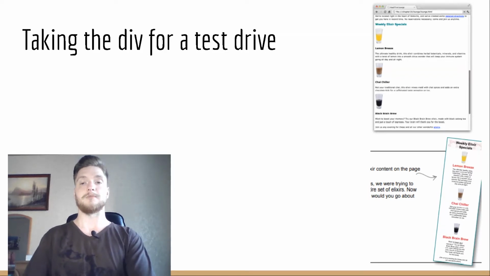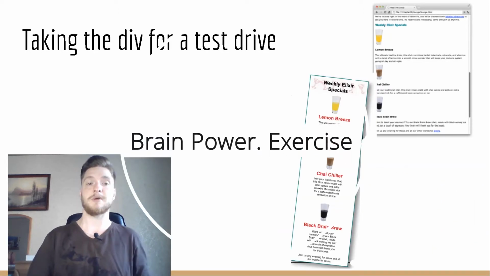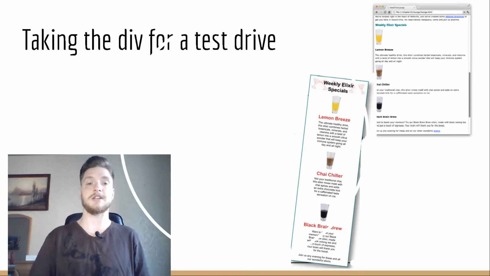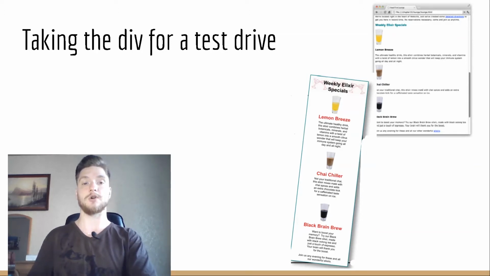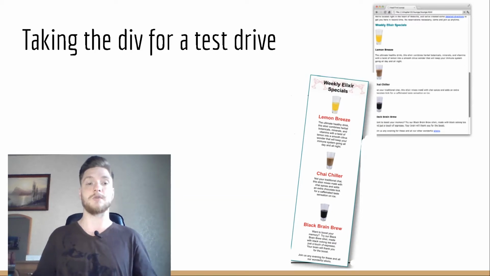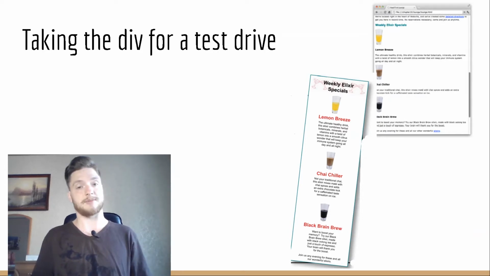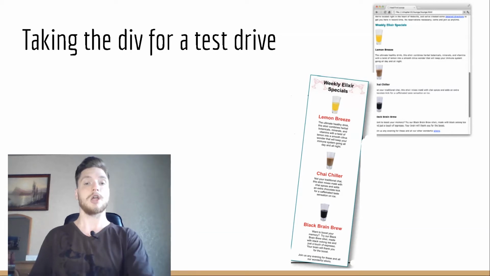Brain power exercise. Remember, the goal here is to restyle the elixir content on the page so it looks like the handout. Before we took a detour to learn about divs, we were trying to figure out how to get a border around the entire set of elixirs. Now that you've got the div in lounge.html, how would you go about adding a border?